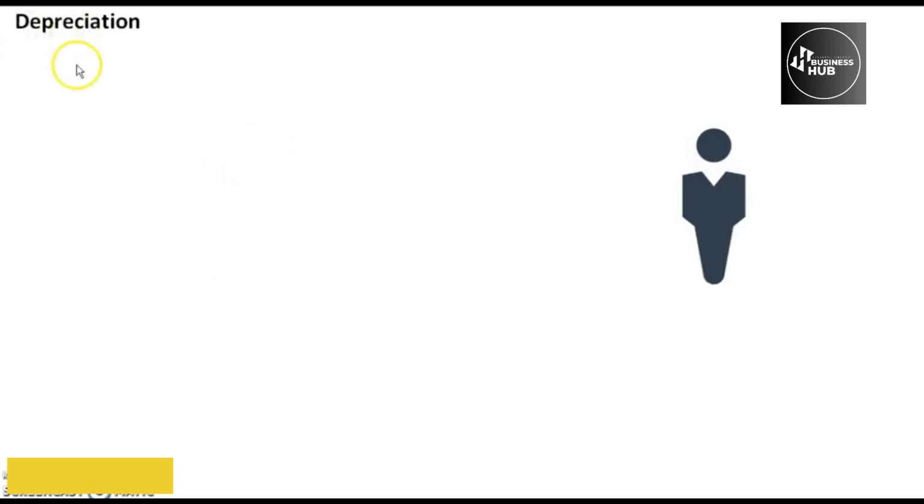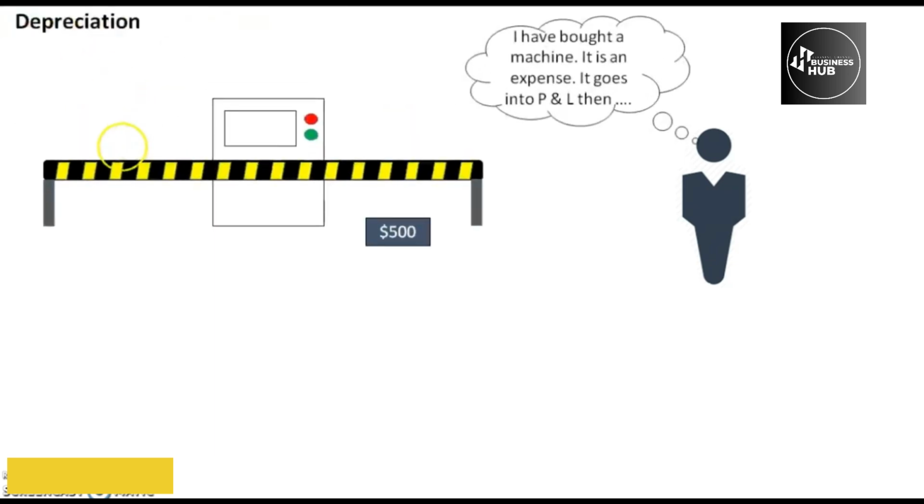To do that, let me give you an example. Imagine that you have purchased a machine. That machine is an expense. So will that go into the P&L statement? Of course it does. But the machine that you have purchased is an asset as well for the company. So will that asset go into the balance sheet? Yes, it does.